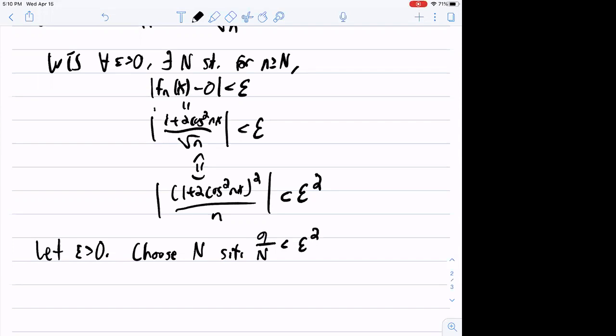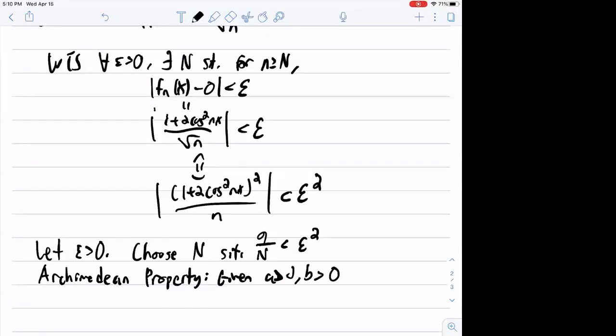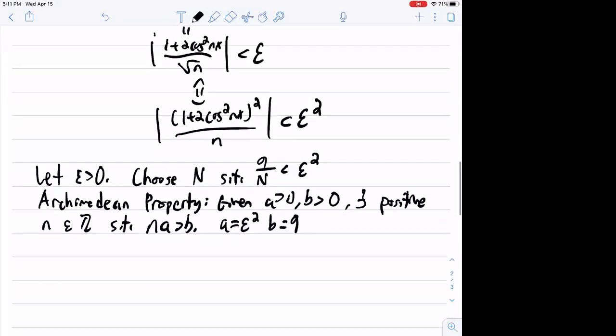There's two ways you could do this. Honestly, since there's a 9 there, it's easier to just say by Archimedean property. For those who forgot: given A bigger than 0, B bigger than 0, there exists a positive integer n such that n times A is bigger than B. How am I using this? I am using this for A equals epsilon squared and B is 9. So by Archimedean property, there exists N such that N times epsilon squared is bigger than 9. And then when you divide by N, you get this thing.